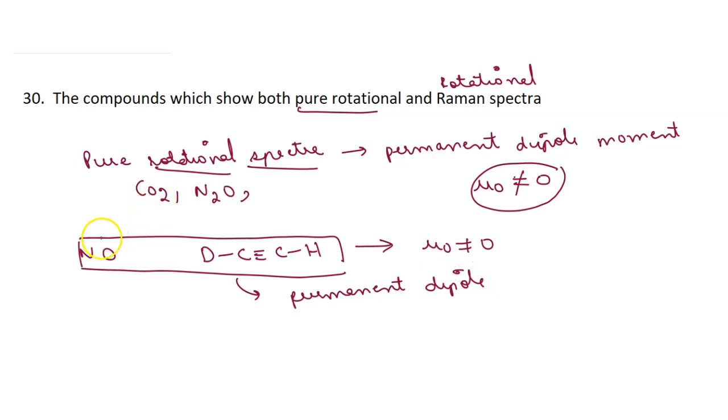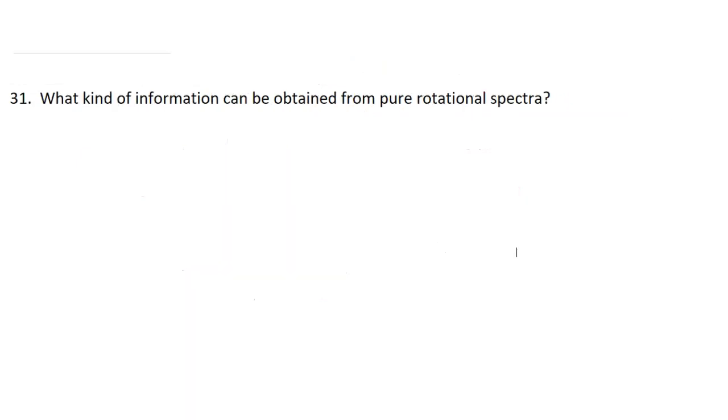So both the molecules can show pure rotational spectra. So if our one condition is satisfied, out of four options, only one option was satisfying the first condition. So second condition was bound to be satisfied. So NO and this substituted alkyne was the correct option, which shows pure rotational spectra and rotational Raman spectra. Moving to the next question.